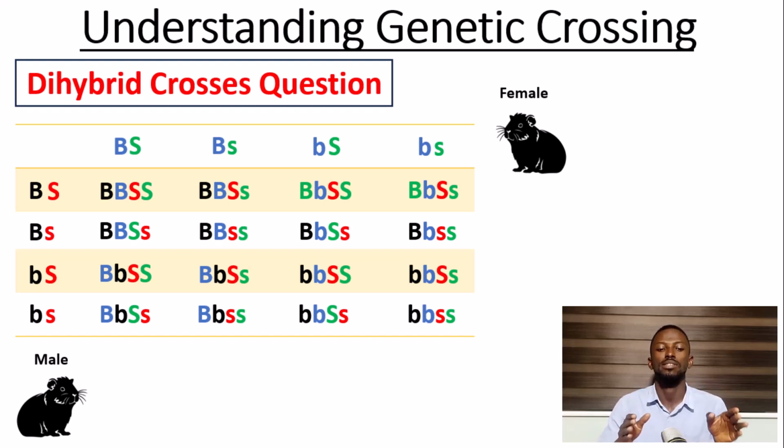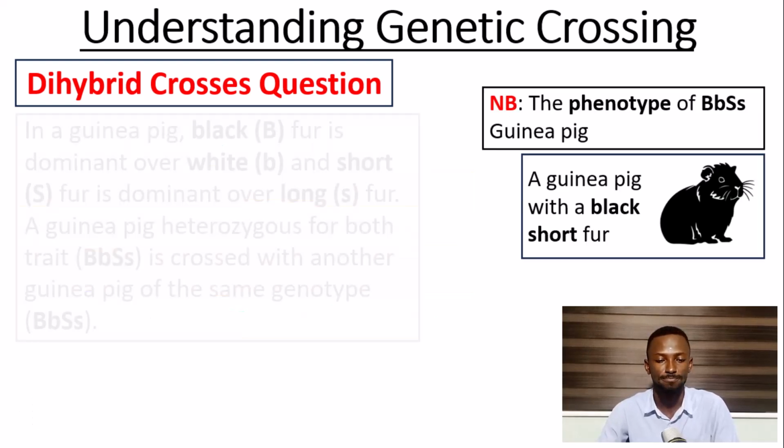If at this place there is a section you don't understand, you can just ask a question about it in the comment section. But take your time to analyze the Punnett square very well to understand what is going on. So this is what you've been asked to do. This is a Punnett square to determine the possible genotype of the offspring.